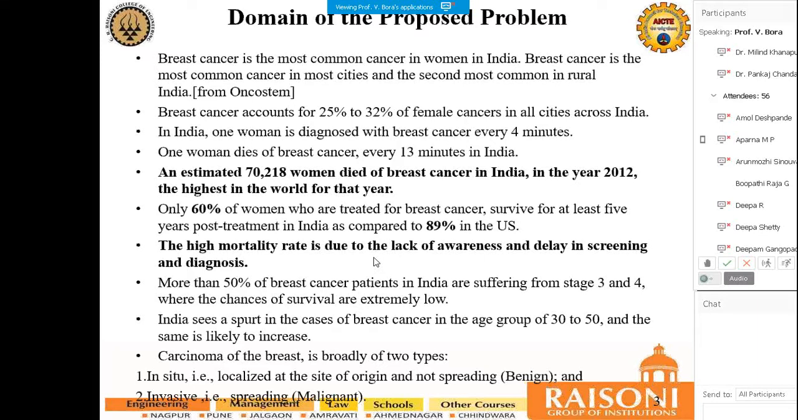Breast cancer is basically of two types: benign and malignant. Benign is localized at the site of origin, and invasive cancer spreads. That is malignant.